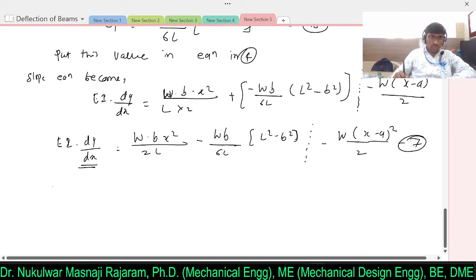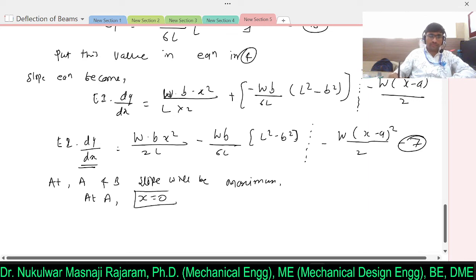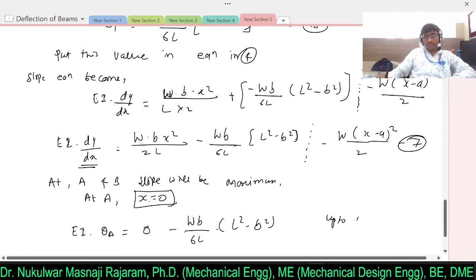Now if we want to evaluate the slope, definitely at point A and point B, the slope will be maximum. Clear? So I will evaluate at A. At A means x will be equal to 0. Just put the value of x over here, then I will get EI into deflection at A, which will be equal to 0. If you put x value 0, then the entire first term will become 0. So WB divided by 6L into L square minus B square. So I will write up to this dotted line.